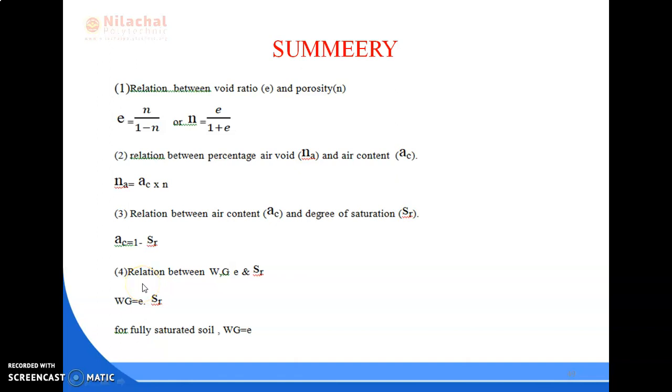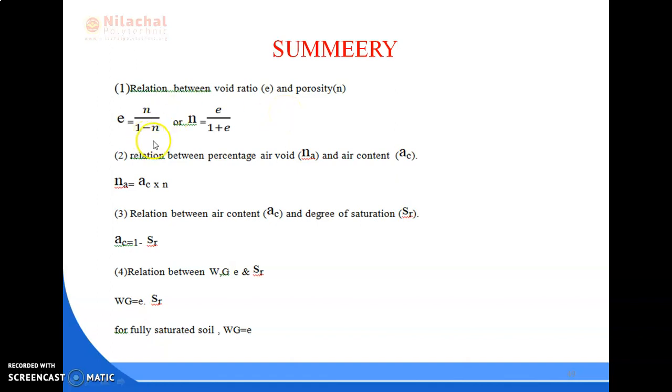Hello everyone. In the previous lecture, we had completed the derivation of the different interrelationships between different terms. So, in today's lecture, we are going to discuss the total summary of this chapter. After that, we will solve some problems based on these interrelationships. So, let us discuss. The summary is, first one, relation between void ratio and porosity.